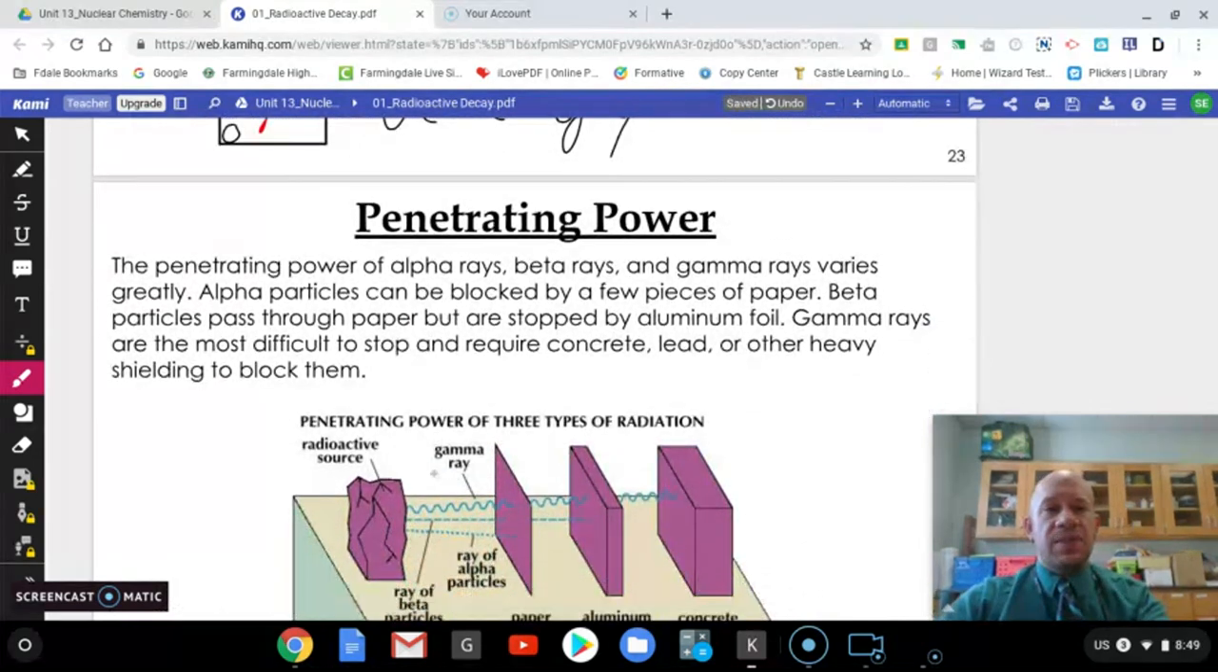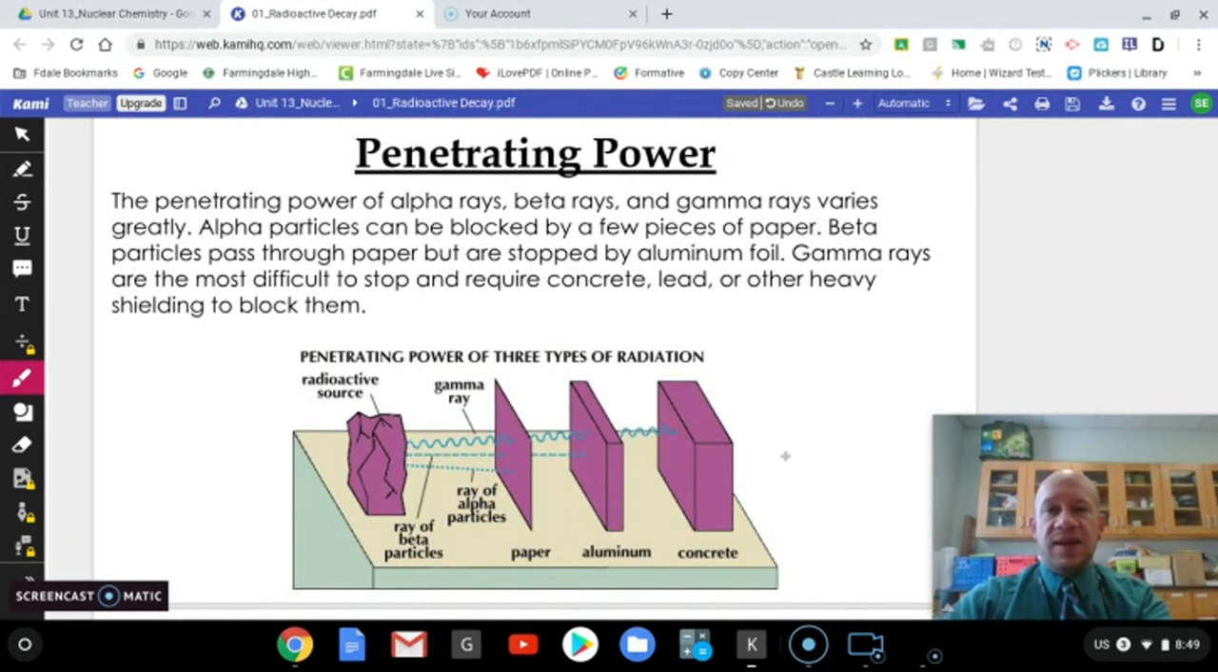So the penetrating power of alpha rays, beta rays, and gamma rays varies greatly. Alpha particles can be blocked by a few pieces of paper because they have a large mass. Beta particles can pass through paper but will be stopped by aluminum foil. So here's our beta particle, the dotted line. And then gamma rays are the most difficult to stop and require concrete or lead or other heavy shielding to block them. And that has to do with no mass. So if I have a large mass, I have less penetrating power.